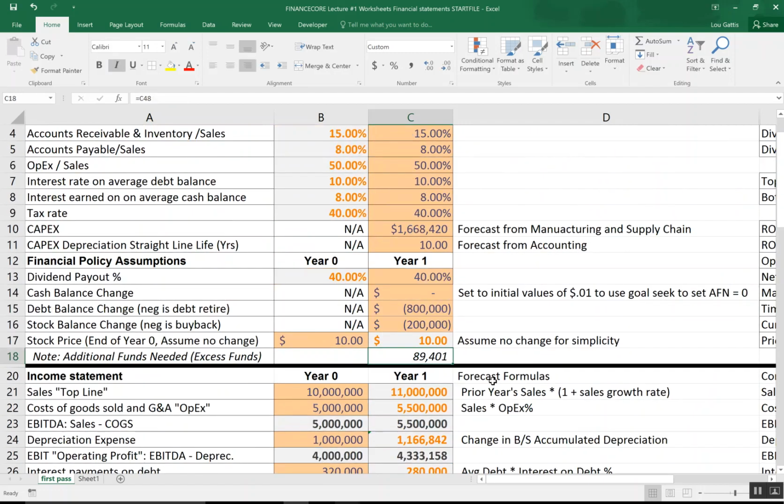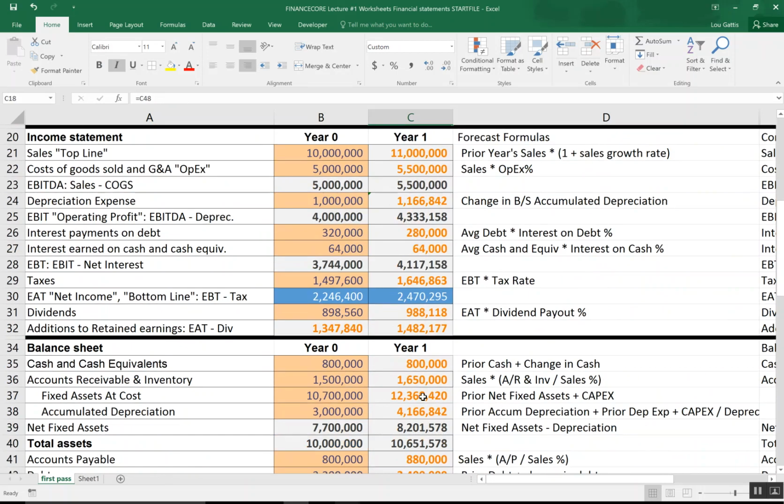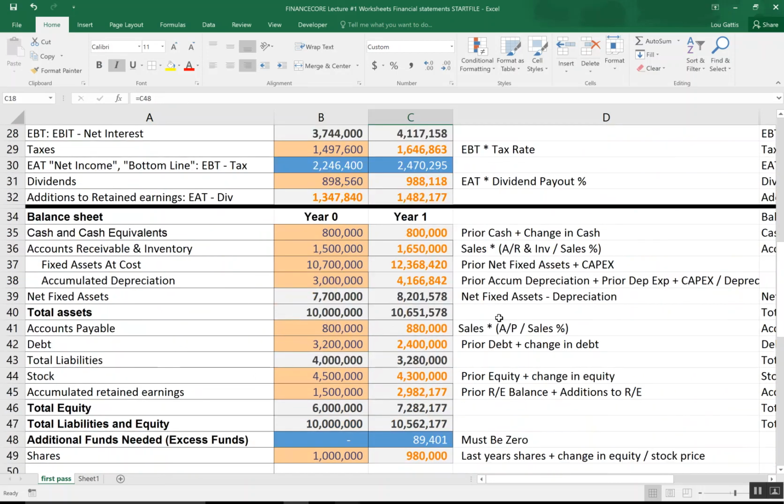So now it looks like it's created an imbalance of $89,000. In other words, my assets are now 10.6, and my liabilities and equity are 10.5. So I'm going to have to reduce the cash balance to get this to balance.